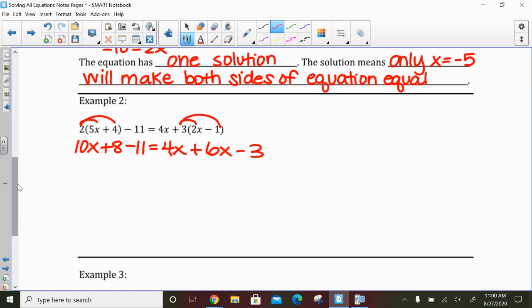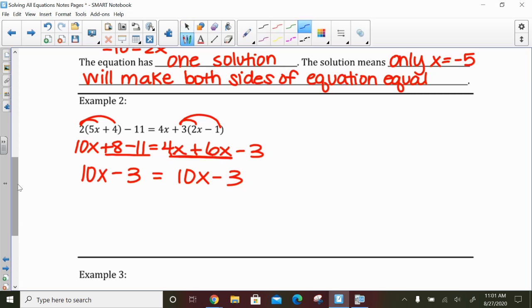Okay, so then I need to combine some like terms. So 10x, 8 minus 11 is negative 3. And then here I have more like terms. That'll be 10x minus 3. Okay, so I'm going to stop there. What you should notice automatically is that both sides of that are the exact same. I have 10x minus 3 and 10x minus 3.